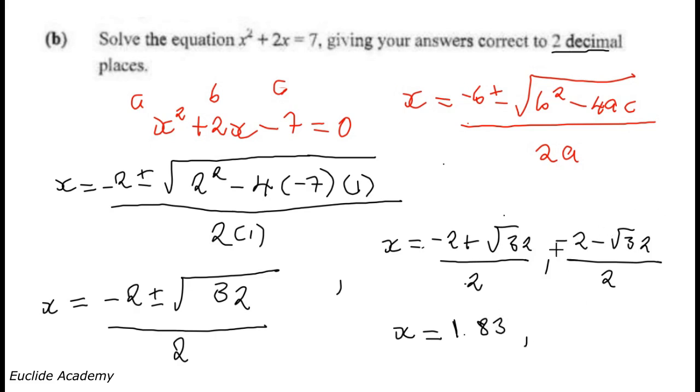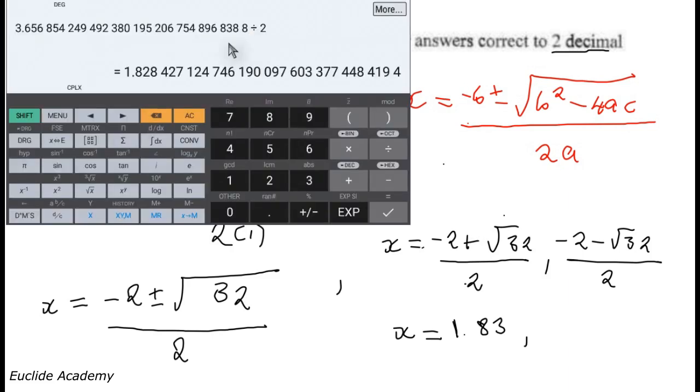And then we have this one here which says -2 minus the square root of 32, divided by 2. Again, we have to put this in a calculator because it will give us a different answer. Why? Because this one has a negative here and the other one had a positive. The one we did was for a positive value.